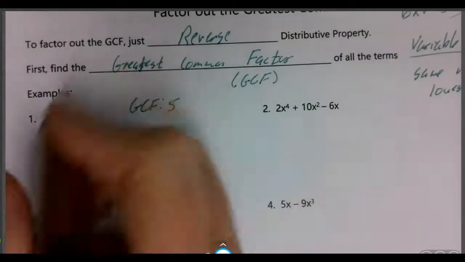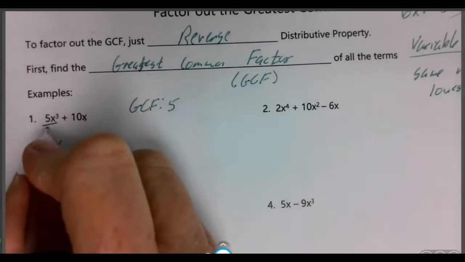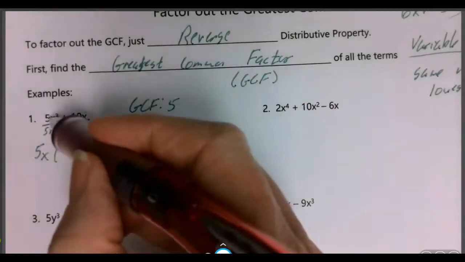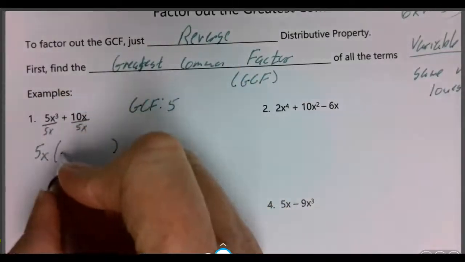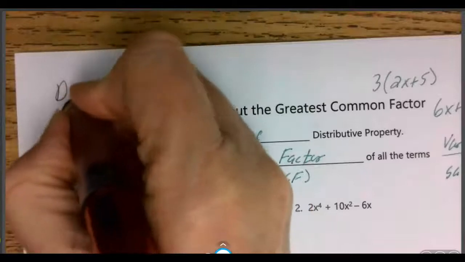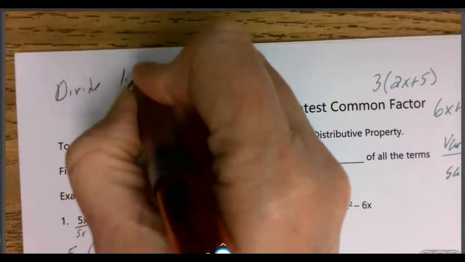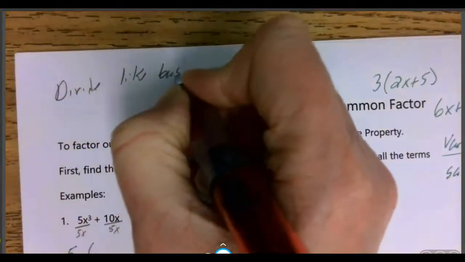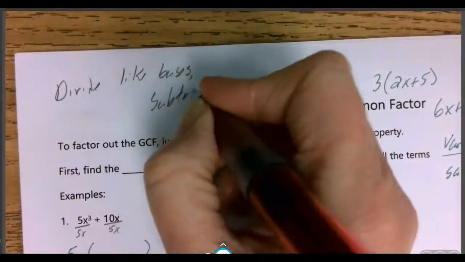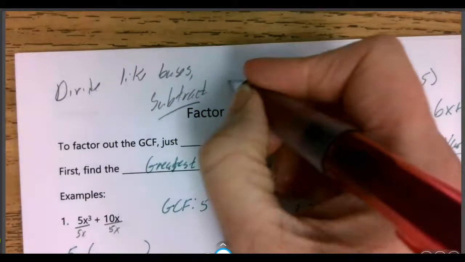So what I'm doing is dividing by 5x on both of these. If I take 5 divided by 5, I get 1. I can put it there or not. x cubed divided by x. Oh, let's remember, if I divide like bases, I subtract exponents.